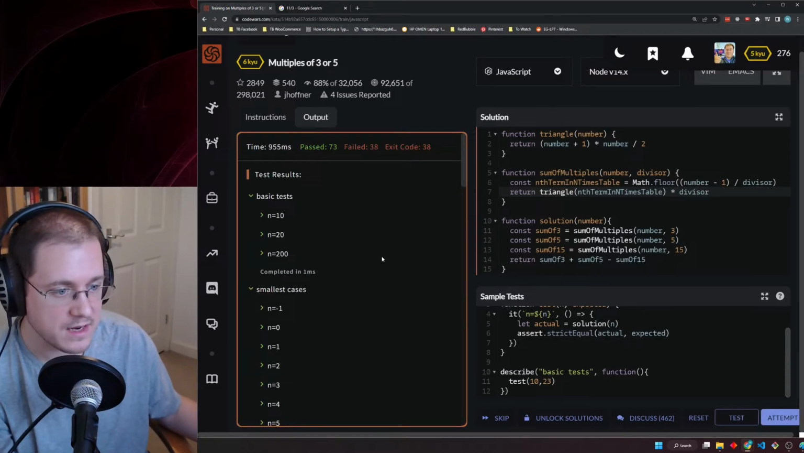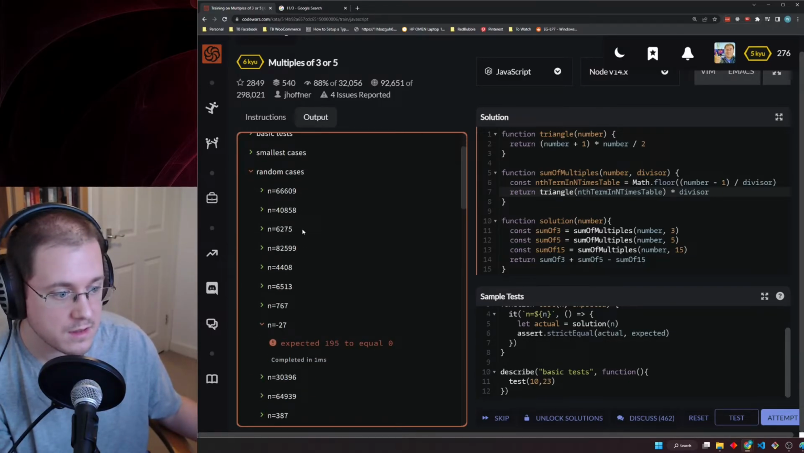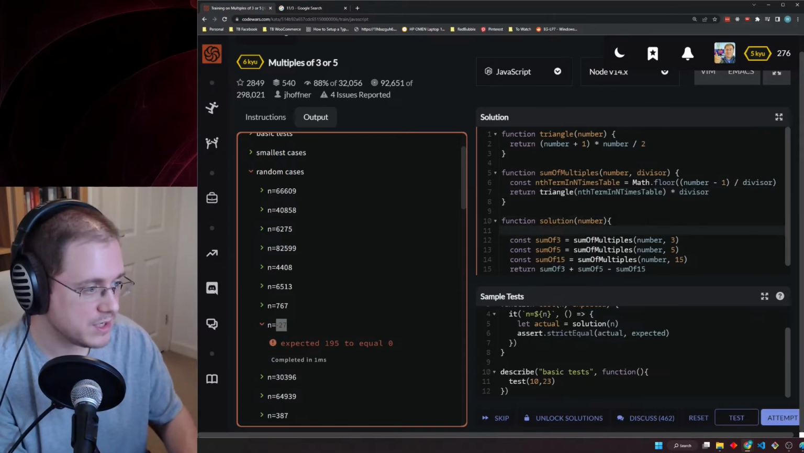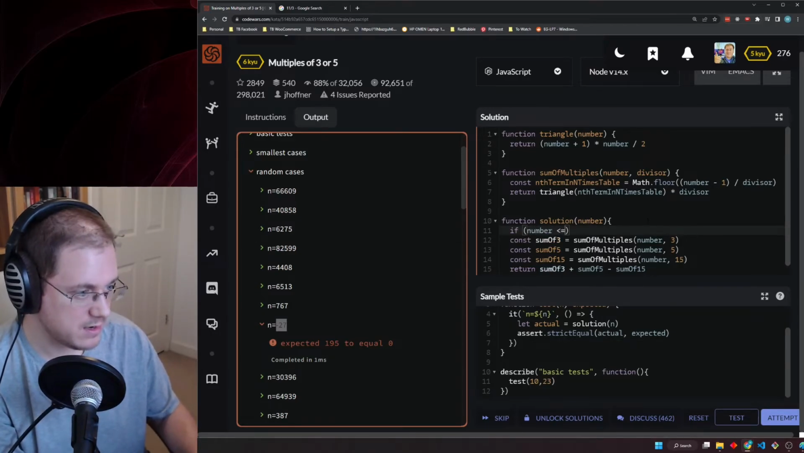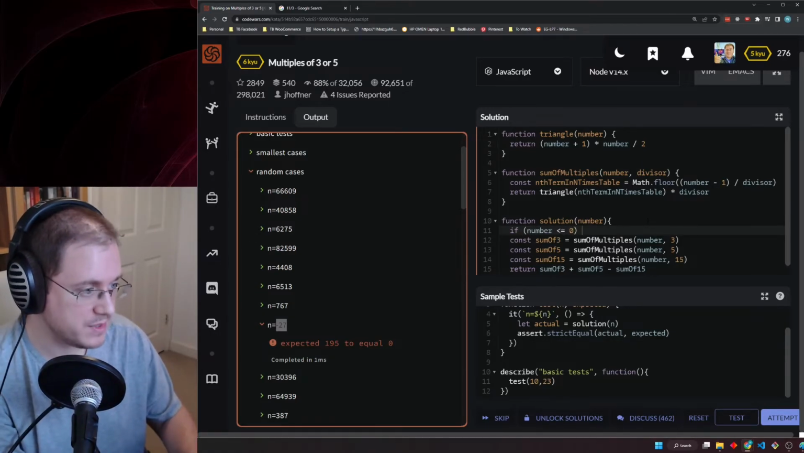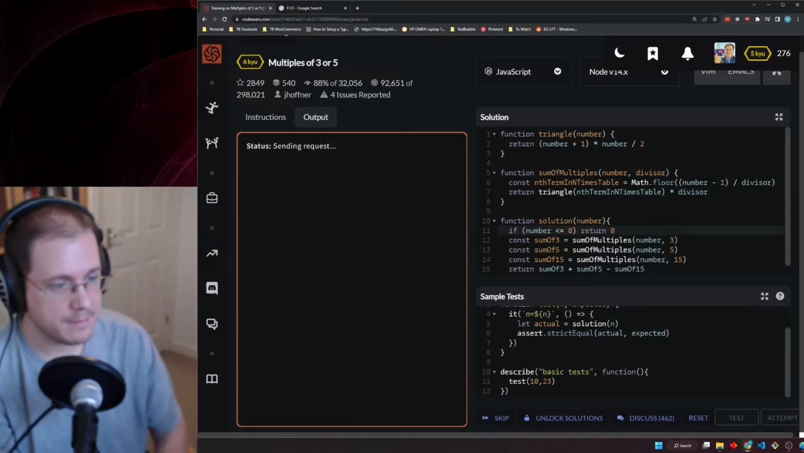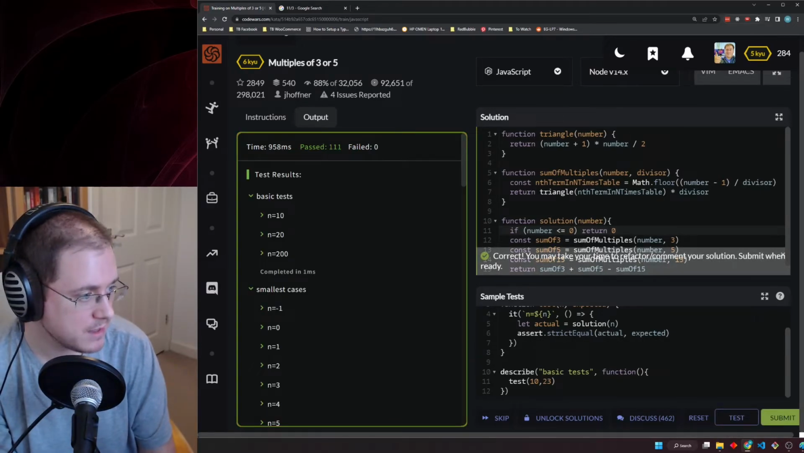Ooh, we've got some failures. Juicy. What have I? Okay, I haven't accounted for one of the exceptions, which is if number is less than or equal to 0, because the answer would be 0. Return 0. Let's attempt again. And they all passed. Nice.